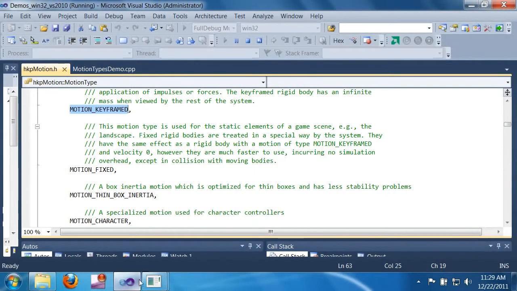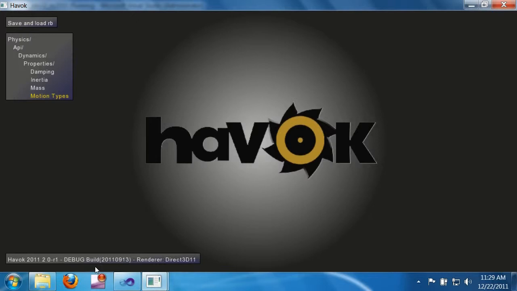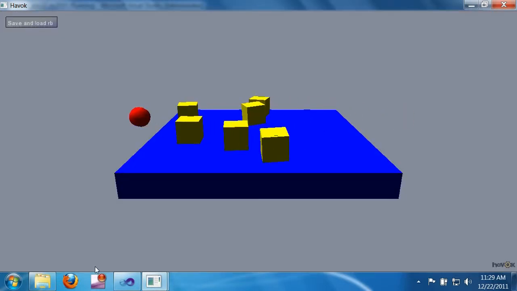To show an example of each of the motion types, I've set up a demo. So here the yellow boxes are dynamic. You can see they move, they get pushed around. The blue floor is fixed, so it doesn't move at all, even though the yellow boxes are currently applying force to it. And the red ball is keyframed, so it does move, but it doesn't get affected by the collisions it's having with the yellow boxes. So as you can see, motion type is a really fundamental property. All of these three types of objects are really different from each other, so you'll use this all the time when you're setting up your simulation.